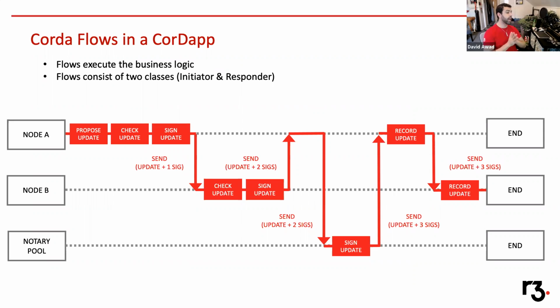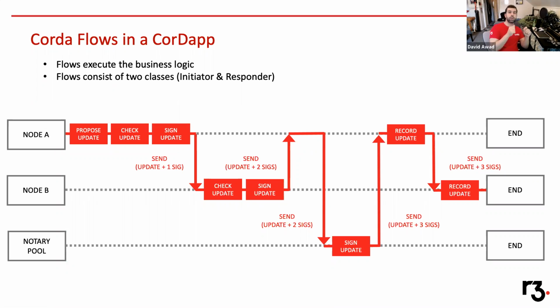So let's imagine Alice is selling Bob a car, where node A is the Corda node running on a machine that represents Alice's Corda node. Node B is a Corda node running on a machine that represents Bob's future interest in the car. So what does Alice do? Alice goes to her Corda node. She triggers a flow to propose an update transferring ownership of the car from Alice to Bob.